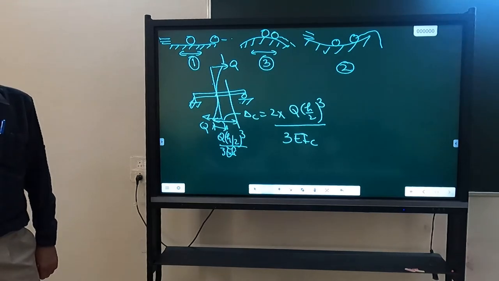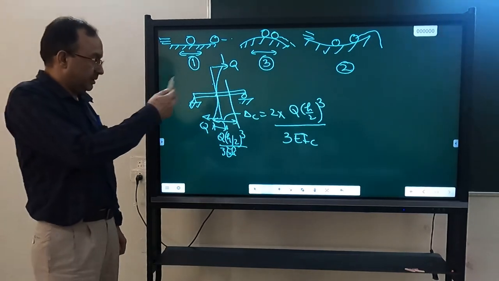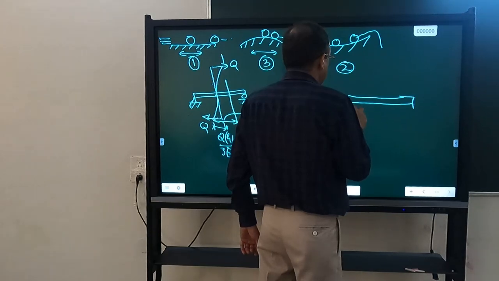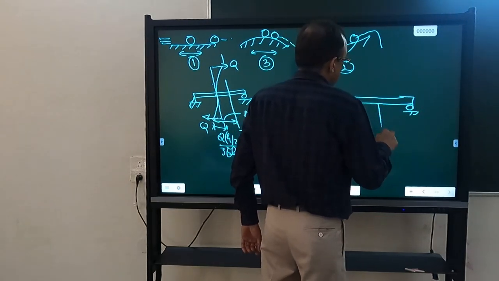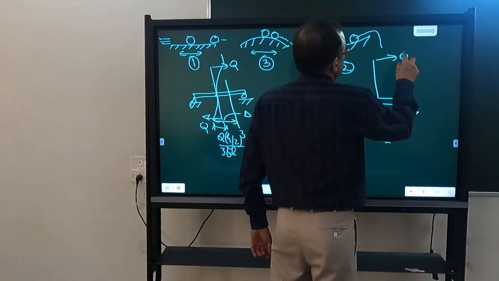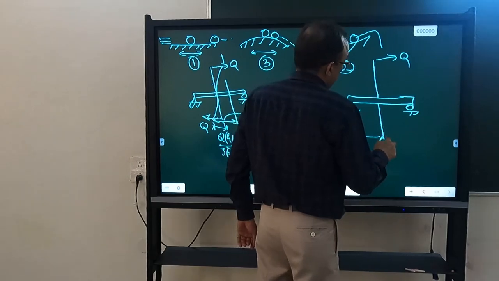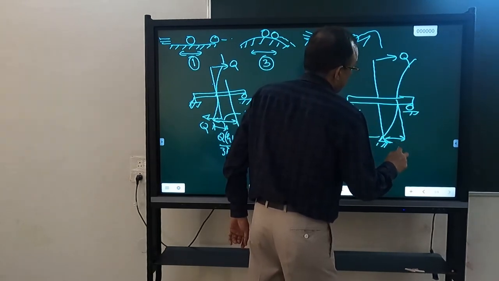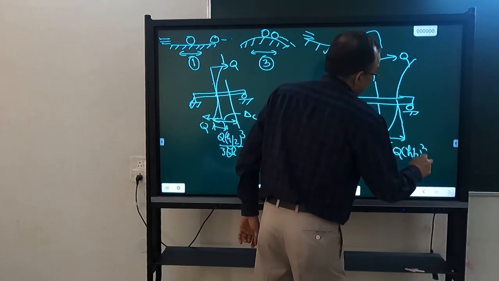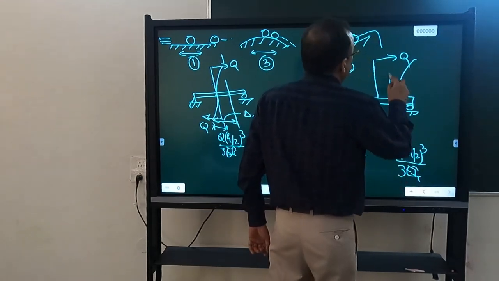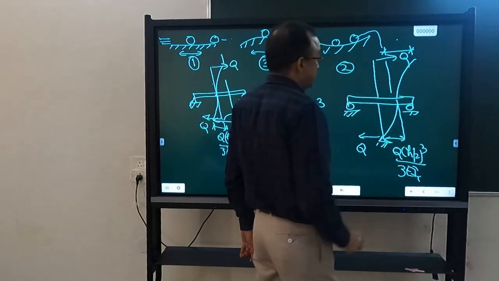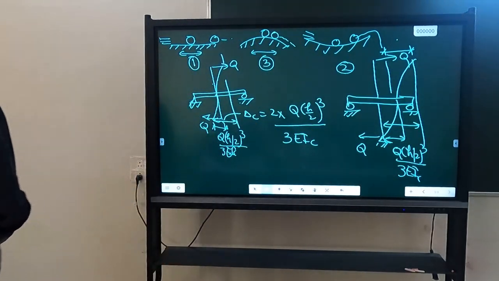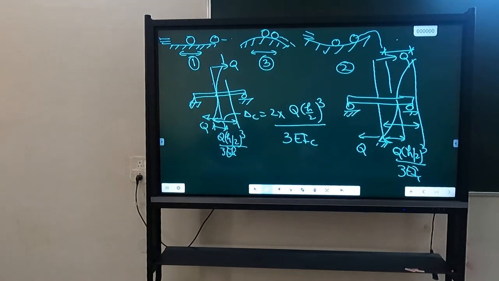A question is that while plotting from this diagram to this diagram, I am coming now to the next diagram. What is happening? How much is this? Q h by 2 whole cubed over 3 EIc, and how much is this? This is also the same. And how much is delta? Delta C. Delta C is this much. Same delta C in this case also you will get. But in this case, the beam will go in x direction.